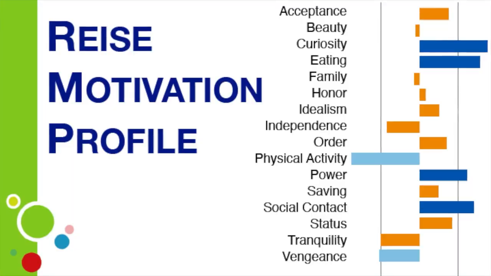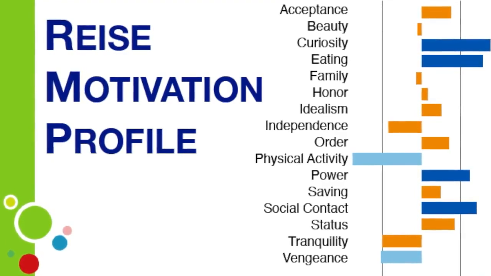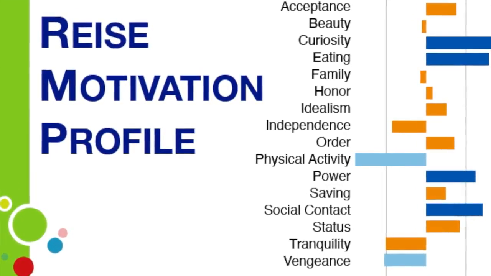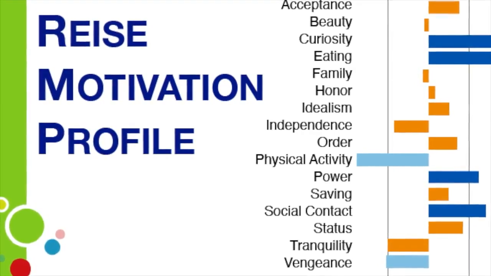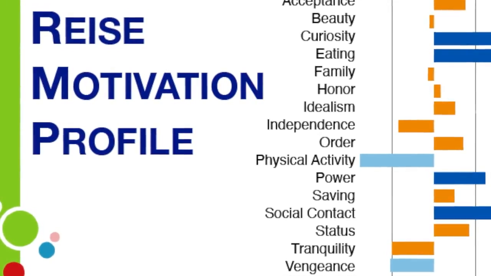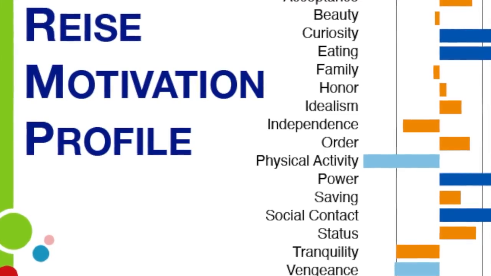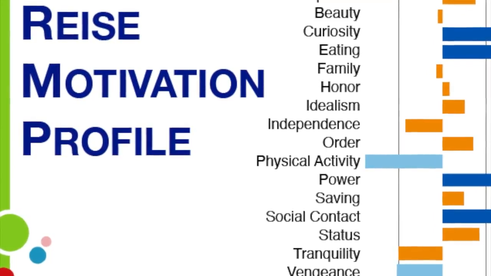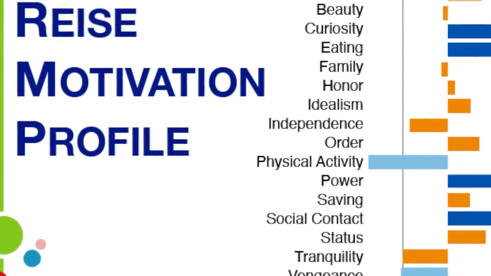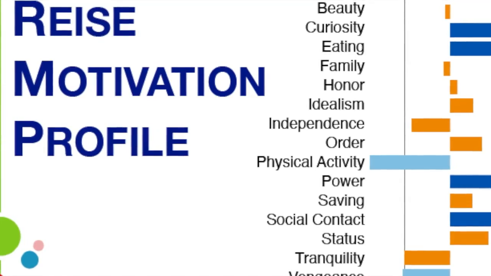So what you're seeing here on the screen is an example of one person's Reiss motivational profile. And what's in the middle there in the orange, life just naturally gives us those things. We don't have a huge drive to get more of those things. But what's on the right-hand side there, what's in the dark blue, this person wants more of these than 80% of the data set. And what's on the left side, she wants less of these two things than 80% of the data set. And that's what makes her who she is.